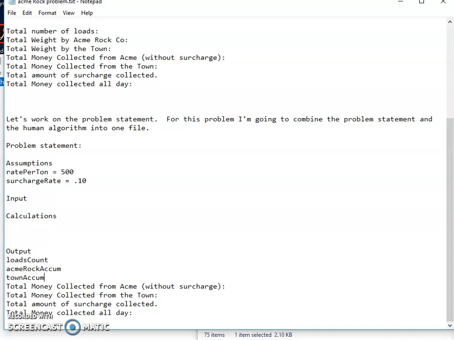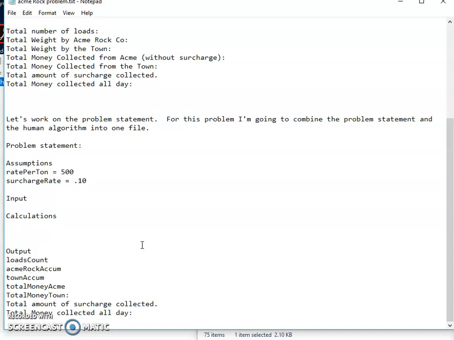Okay, the next thing is the total collected from Acme. So that's how much money they've collected. That's not going to be an accumulator because we're not going to try to calculate the money every time they have a truck come through. We're going to do that at the end of the day. So this is not an accumulator. It's just simply math. So let's call this, and notice it doesn't have the surcharge on there, total money Acme. And then for the town, we'll call it something similar. It'll be total money town.